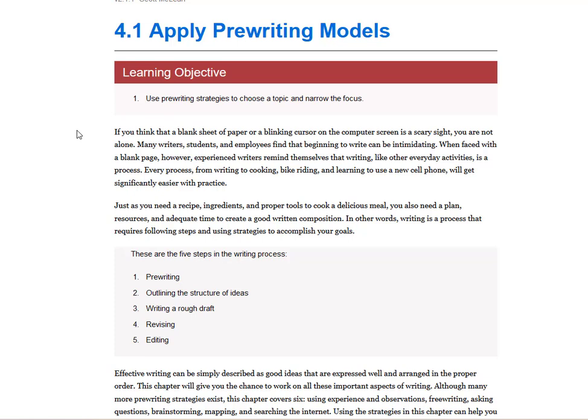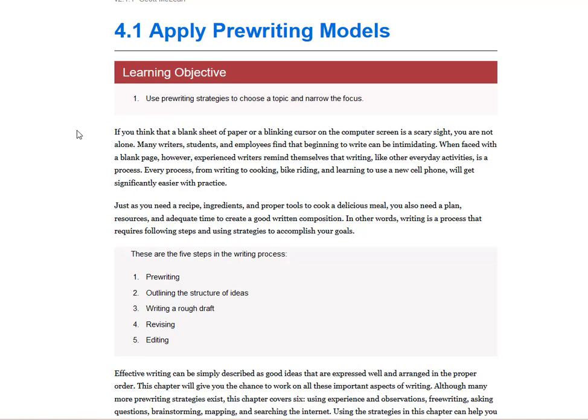Apply pre-writing models. So the three parts of the writing process are pre-writing, writing, and rewriting. And so the very first stage of the writing process is pre-writing. In pre-writing, you try to figure out what it is that you want to write about. What will be my thesis statement? What will my essay be about? What will be my supporting evidence?